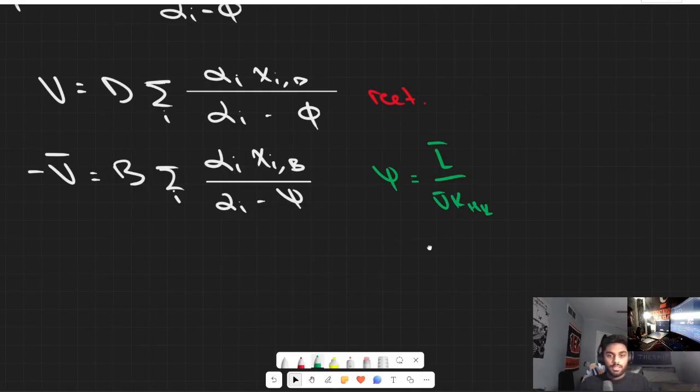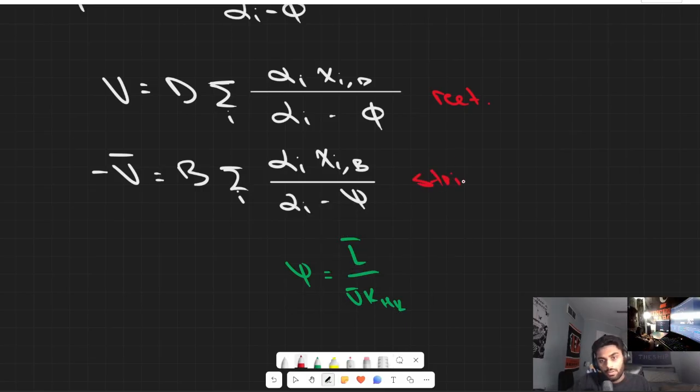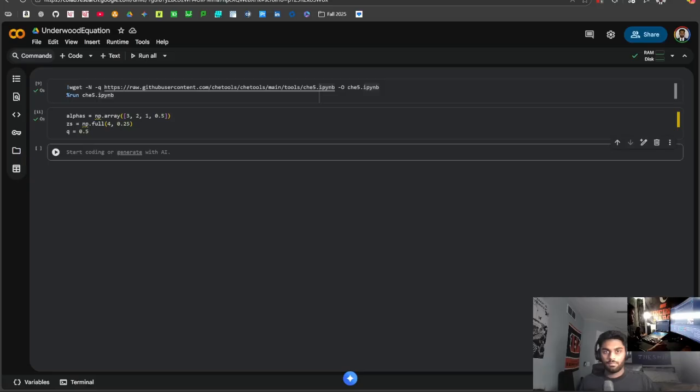And so this is the Underwood equation for the stripping section of our distillation column.